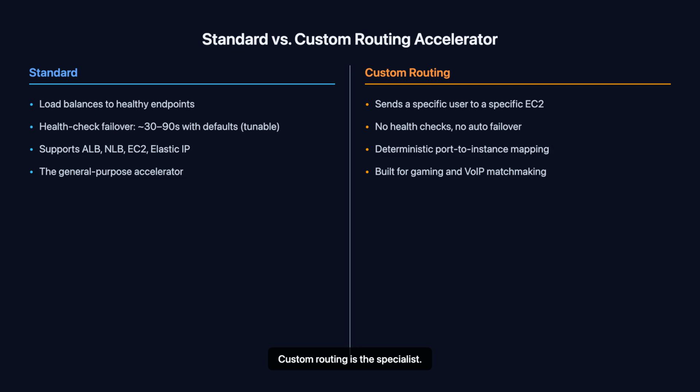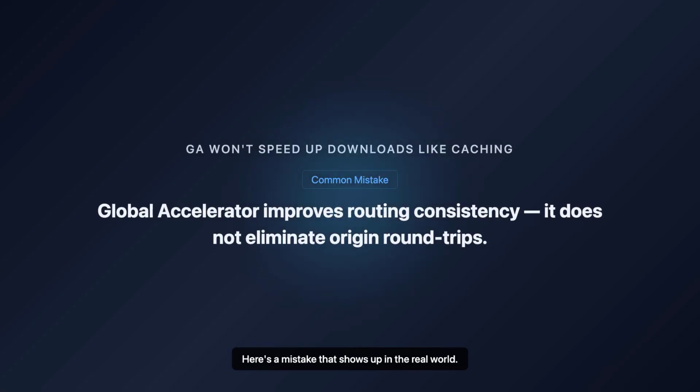Custom routing is the specialist. It deterministically maps port ranges to specific EC2 instances, so you can send a particular user to a particular server. That's exactly what multiplayer game matchmaking and voice-over IP session routing need. The catch is that custom routing does no health checks and no automatic failover, so your application has to manage endpoint health itself. Here's a mistake that shows up in the real world.